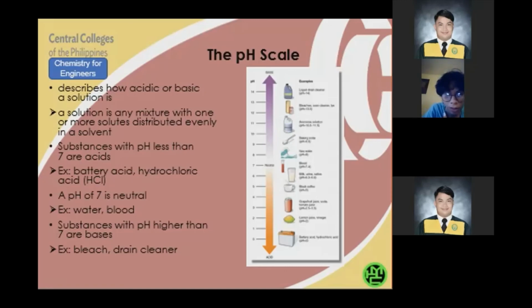The pH scale describes how acidic or basic a solution is. Substances with pH less than 7 are acids, and the examples are battery acid and hydrochloric acid. A pH of 7 is neutral, and the examples of it are water and blood. While pH higher than 7 are bases. Examples of it are bleach and drain cleaner.